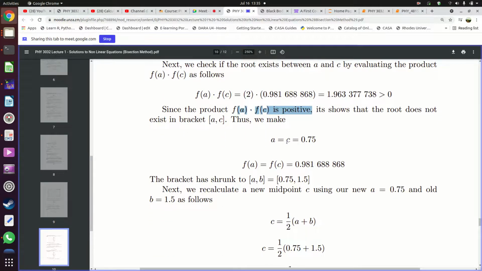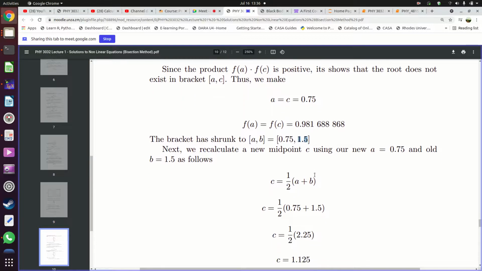So our c, which is equal to 0.75, will become our new a, and our f of c, which is equal to 0.981688868, will become our new f of a. So in this case, our bracket AB is going to shrink. It's going to become 0.75 and 1.5. So our bracket has shrunk, this side and this side.